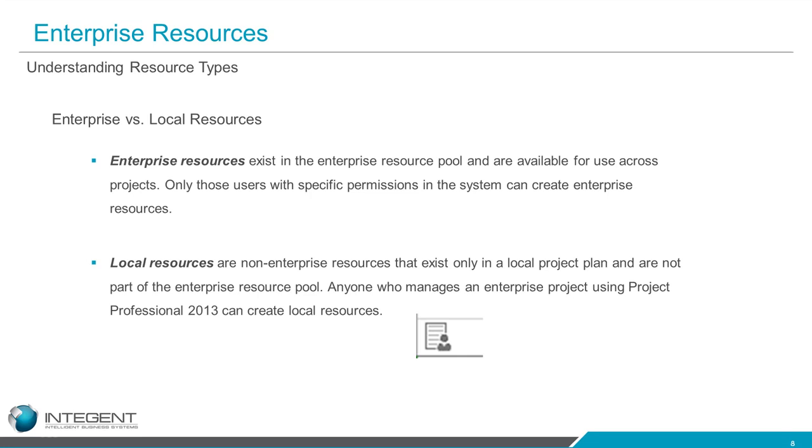However, again, local resources don't receive task updates or alerts. They don't receive that task on a timesheet. Project Online and Project Server do not recognize them as enterprise resources, so they're only visible in your project plan.